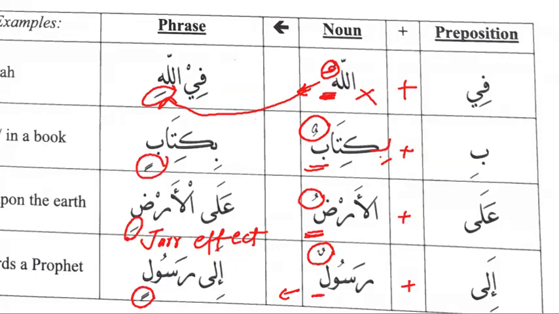Okay? Do we understand the effect of harf jar on the letters, on the nouns and pronouns? Is that clear for us or no?